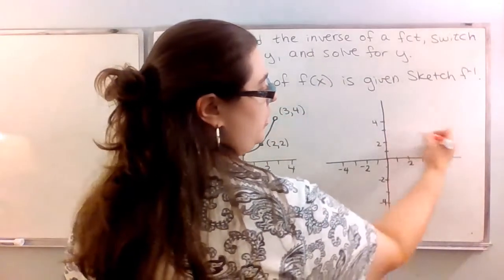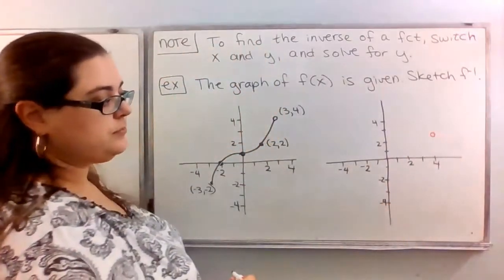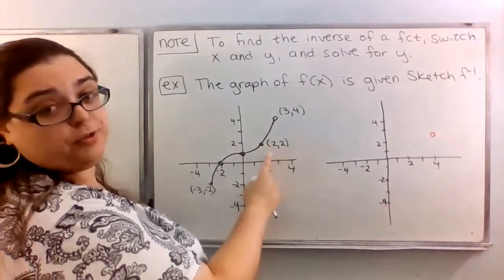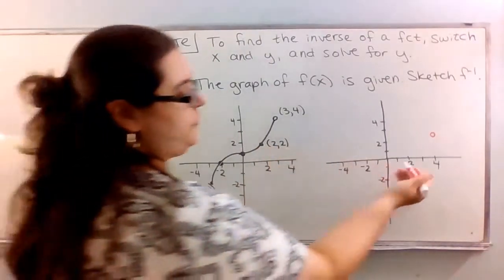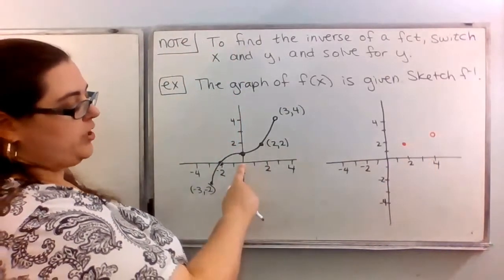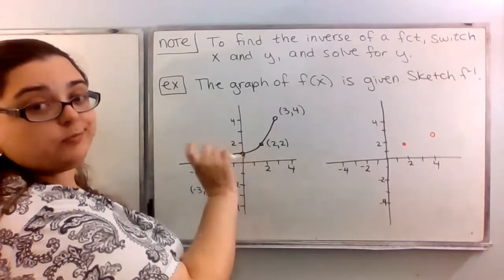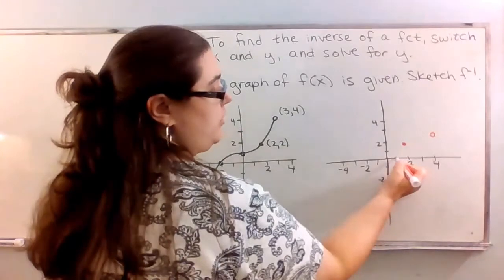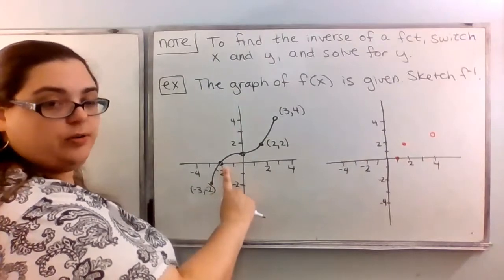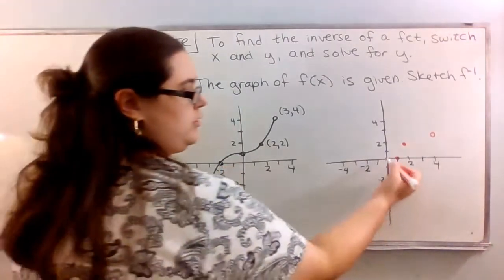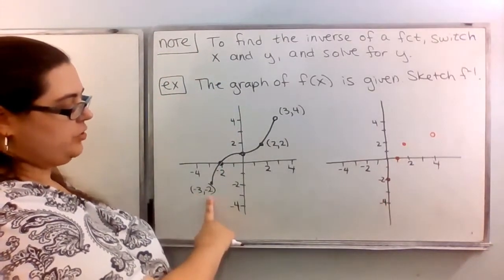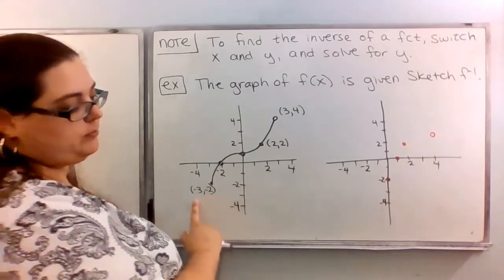I'm going to go over to 4 and up to 3 to graph my open circle. Then instead of (2, 2), we're going to get (2, 2) because the x and the y are the same. Instead of the point (0, 1), we're going to have (1, 0). Again, we're switching the x and the y. Instead of (-2, 0), we're going to have (0, -2). And to finish, instead of (-3, -2), we're going to have (-2, -3).